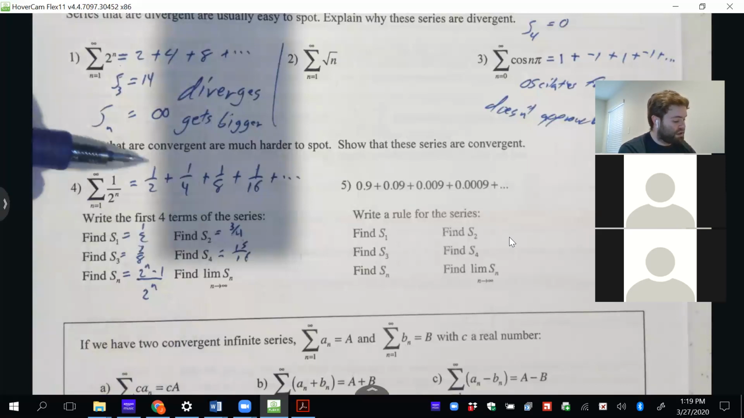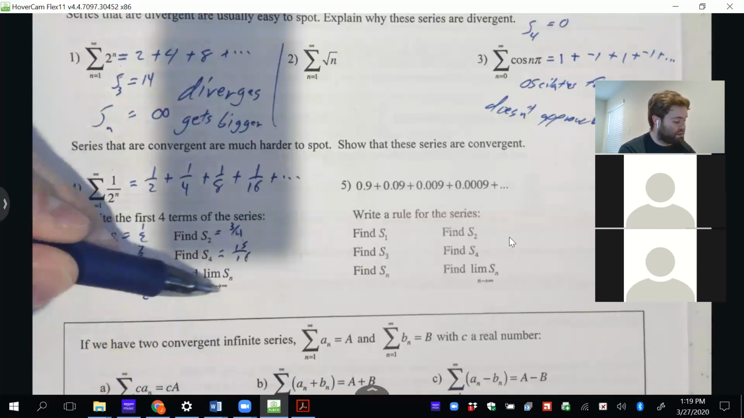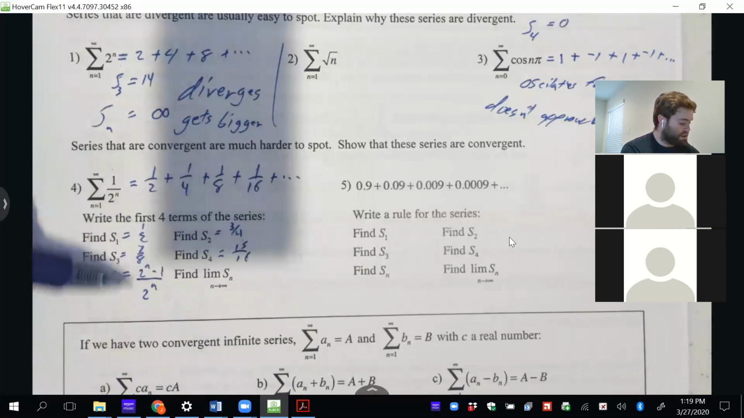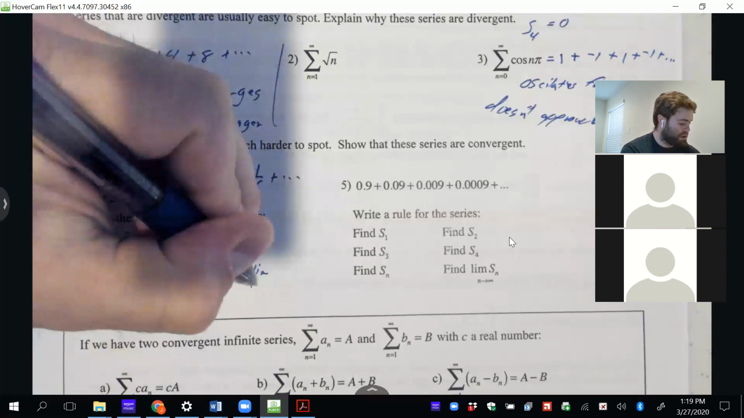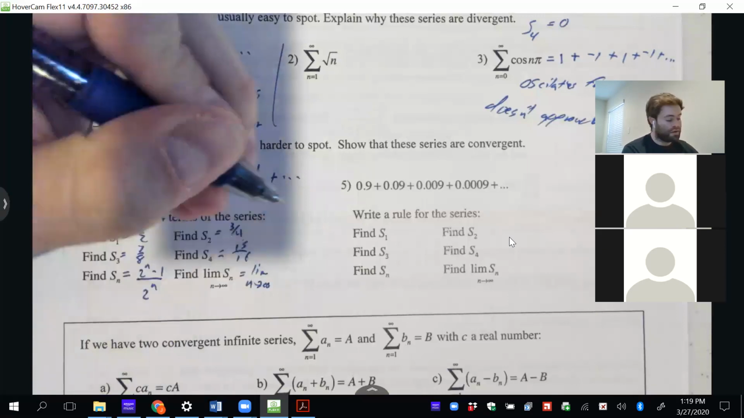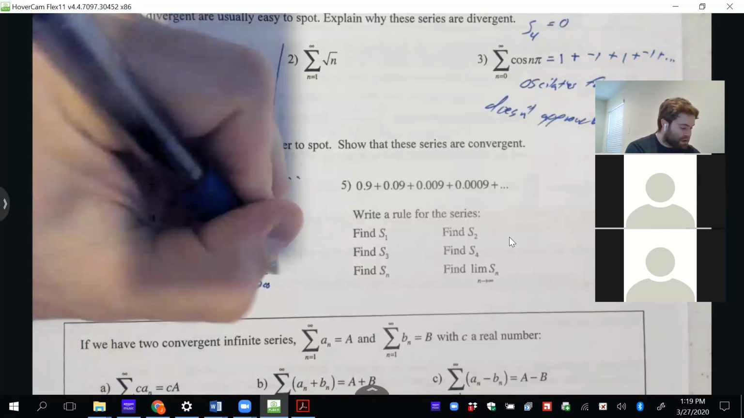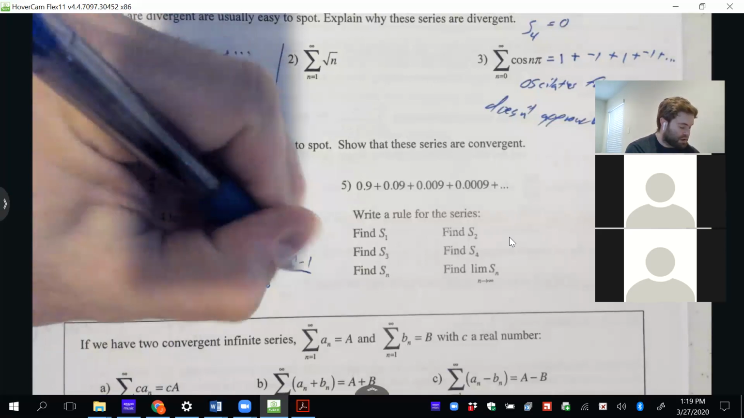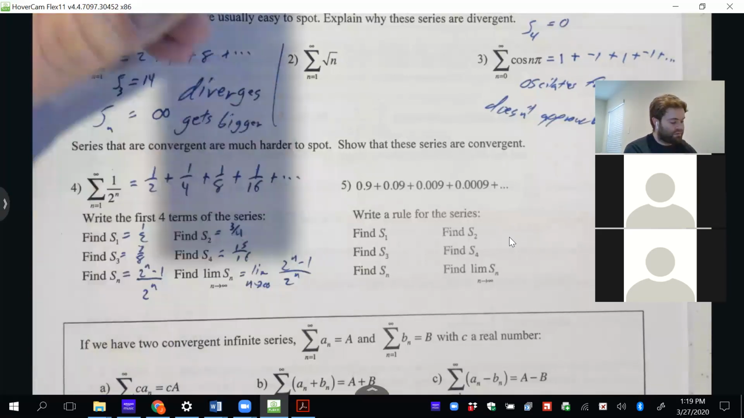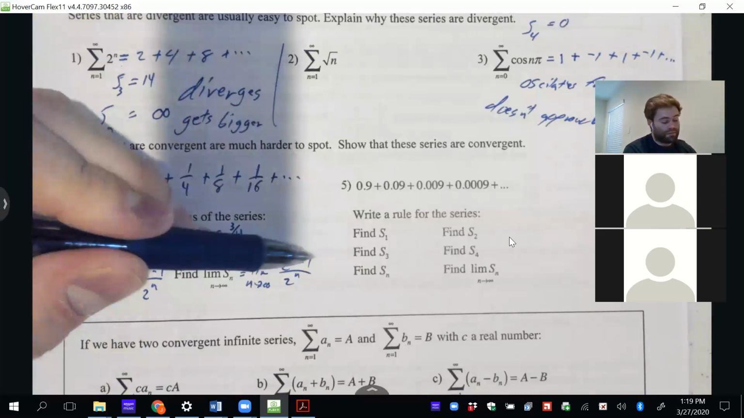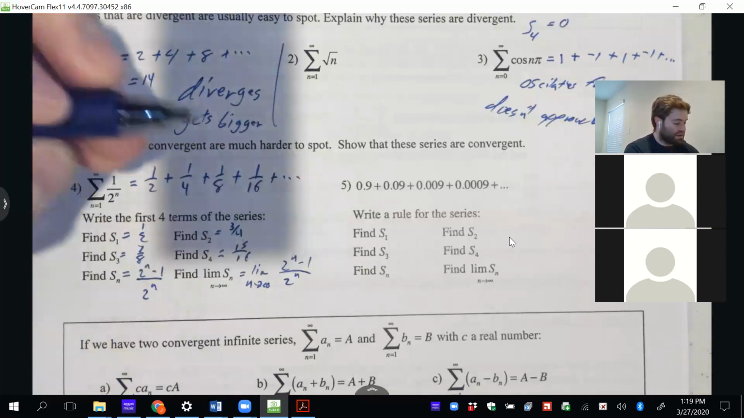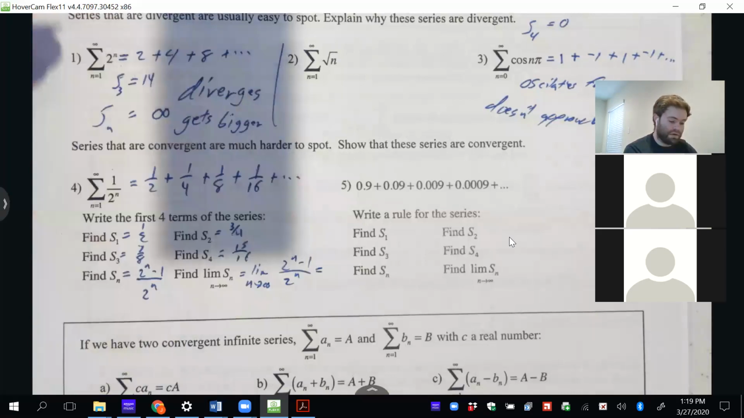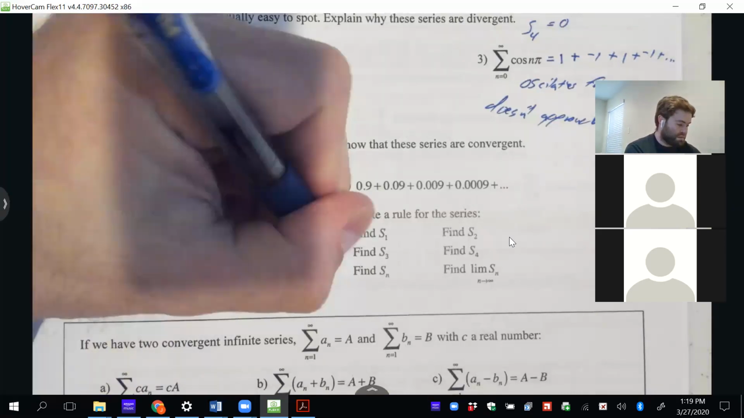Then we're asked to find the limit as n approaches infinity of s sub n. Well, then that's just taking the limit as n approaches infinity of 2 to the n minus 1 over 2 to the n. Well, as you get close to infinity, that minus 1 is pretty much negligible. Almost nothing is happening because of that minus 1. And so the limit is 1.